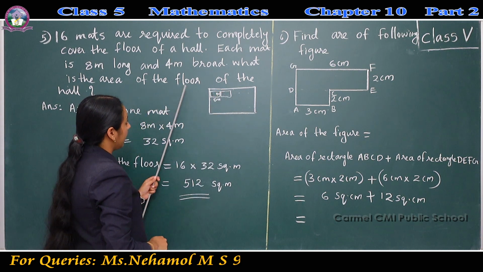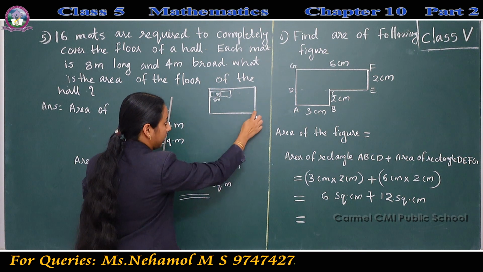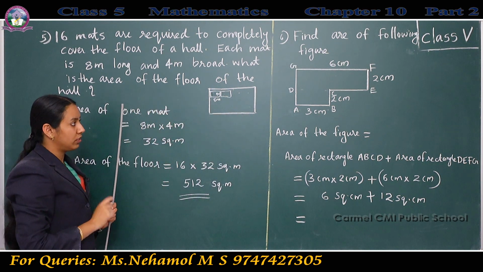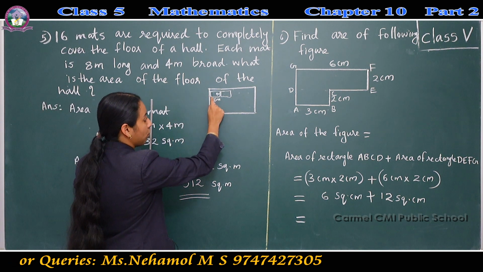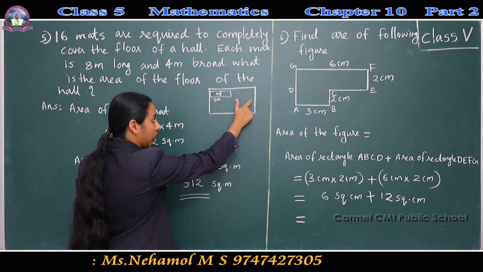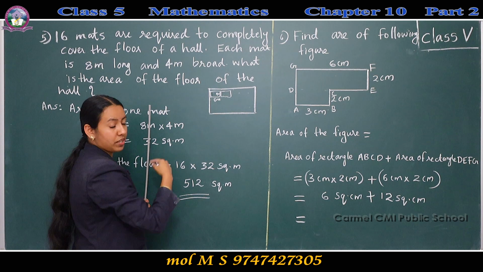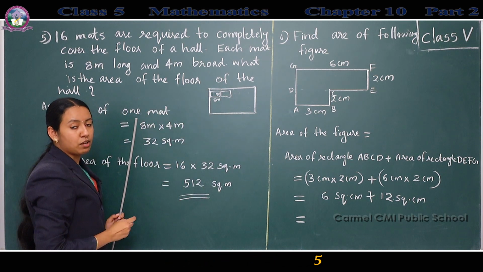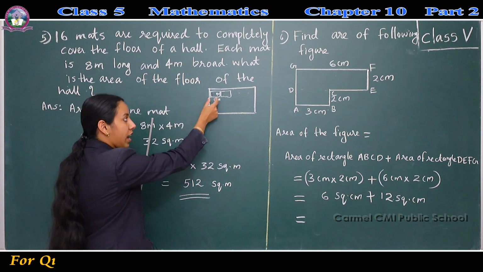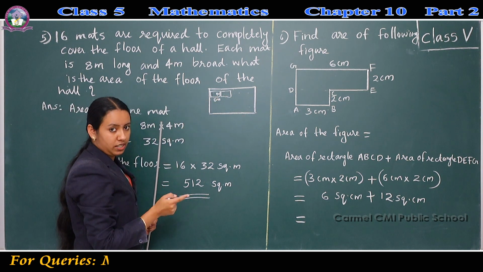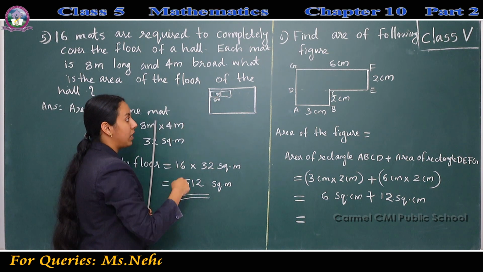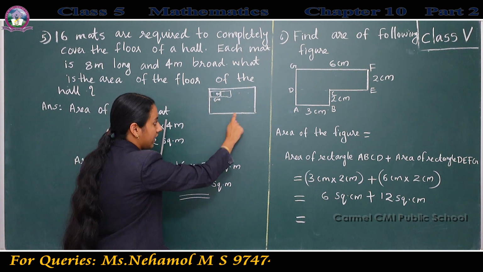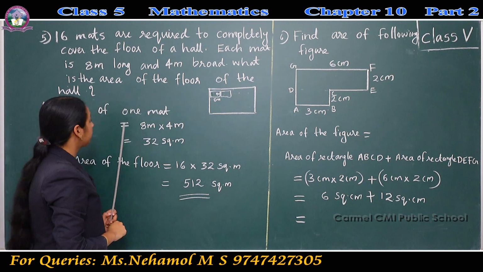Then what is the area of the floor? We have to find area of the floor. How can we find it? We know that sum of areas of all these mats will be same as area of the floor. Isn't it? First we have to find area of one mat. Then by multiplying with the 16, we will get area of the floor.